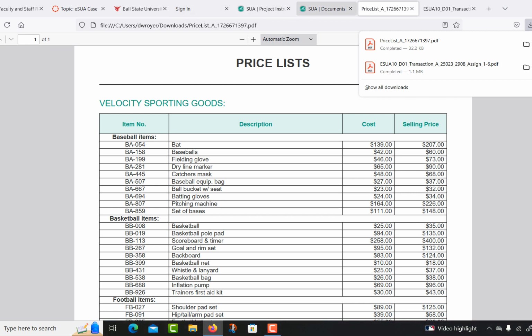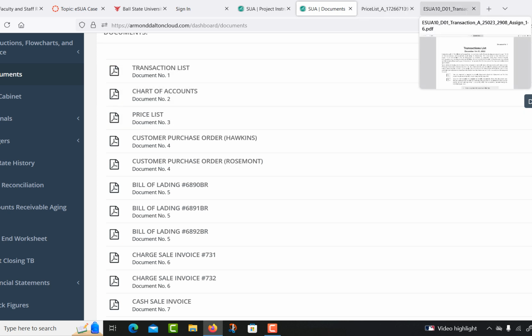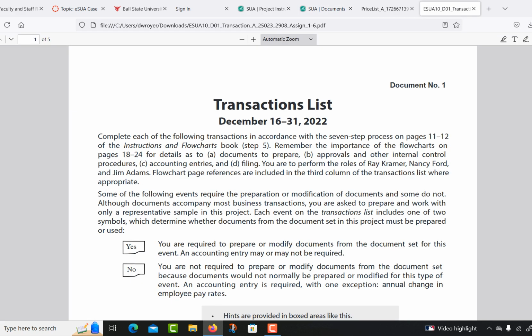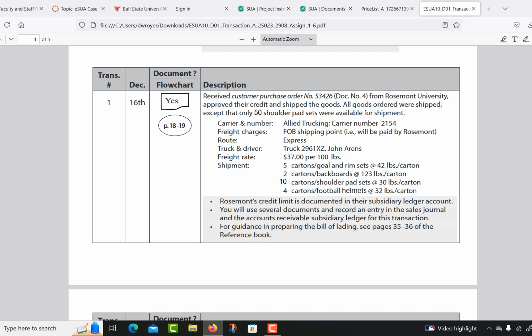So going back to our document page, the first thing we want to look at is a transaction list to find out what exactly we are doing. And it tells us with the first transaction that we are going to reference a flowchart on pages 18 and 19, and we do have to prepare documents.